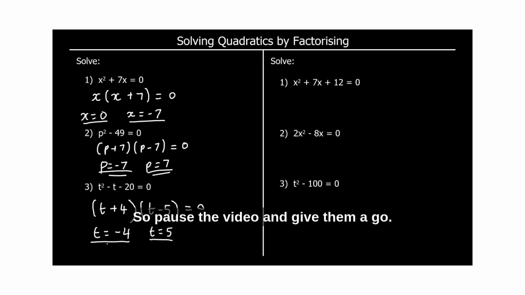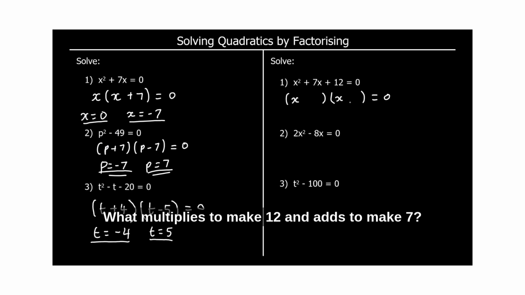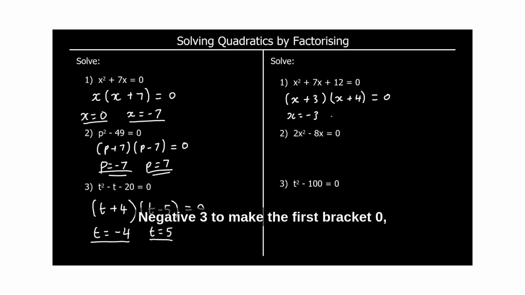3 for you to try, so pause the video and give them a go. Question 1, we're going to have double brackets, x in both. What multiplies to make 12 and adds to make 7? It's a 3 and a 4, plus and a plus. So what is x? X can be negative 3 to make the first bracket 0, or negative 4 to make the second one 0.